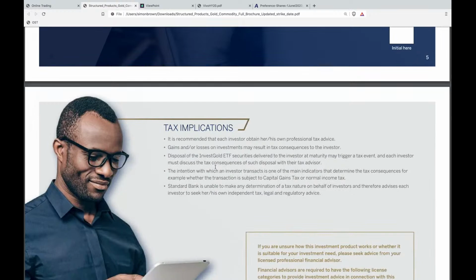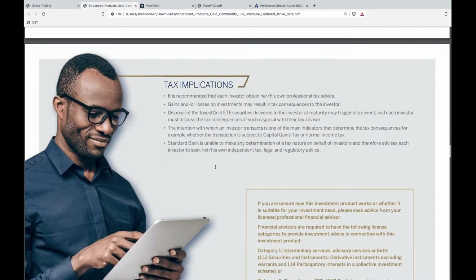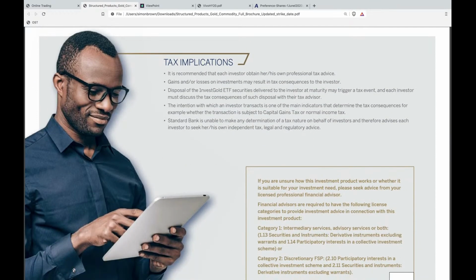Tax implications. Obviously, speak to your tax experts around it. Profits or losses, there won't be any losses in this case unless you exit early, but any gains obviously will have a tax event. And because they're going to close the product and pay you the ETFs, that may trigger a tax event. In other words, if you've made a profit, you may have tax to pay. It might be CGT. What I mean by that is you put your 250,000 in, and let's say you get 300,000 out at expiry, just as a random number I'm picking.